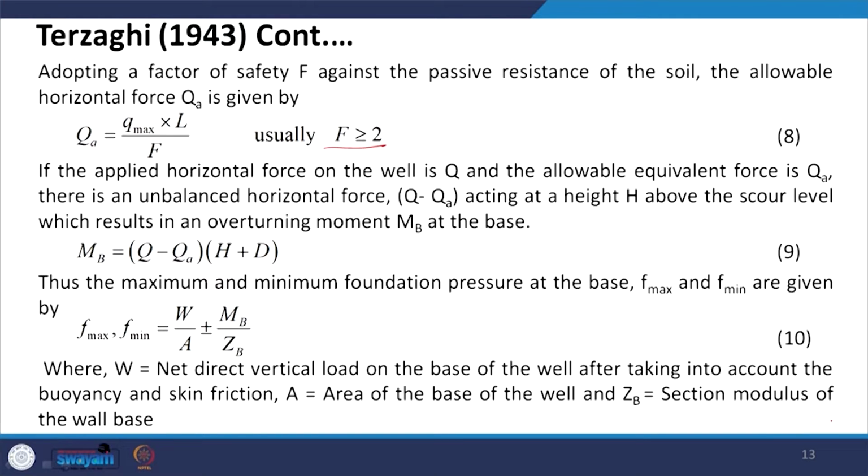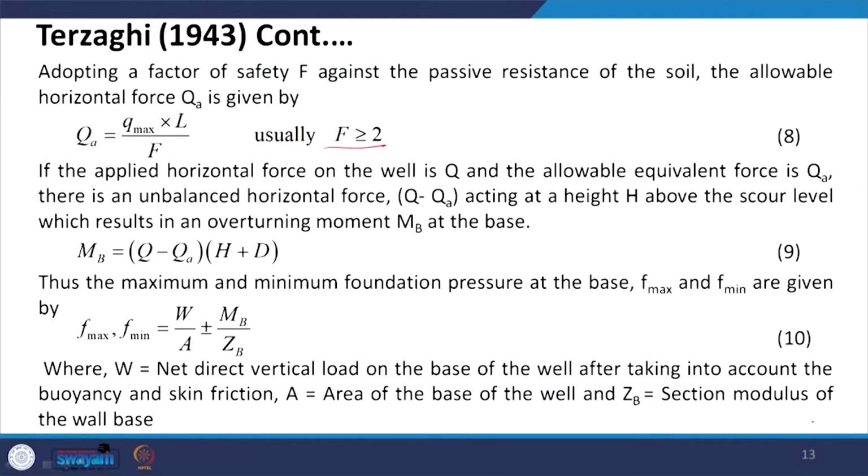If the applied horizontal force on the valve is Q and the allowable equivalent force is Qa, and you are putting a load on the valve which is more than the allowable value Qa, then an unbalanced horizontal force will be generated and this will create an additional moment. So, if the load is more than the allowable, then an additional moment will come, and that needs to be taken into further analysis and design. So, this additional moment can be there.